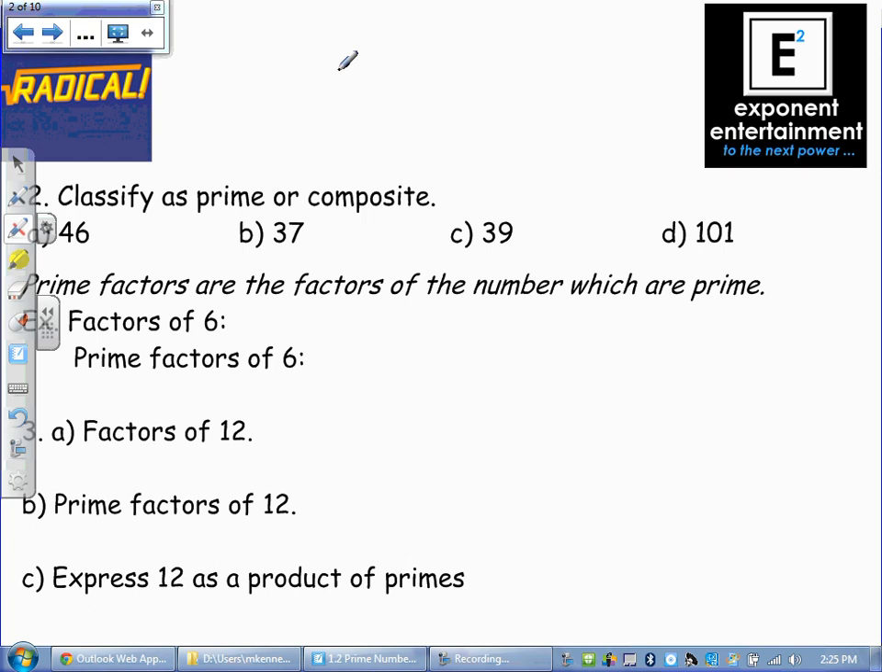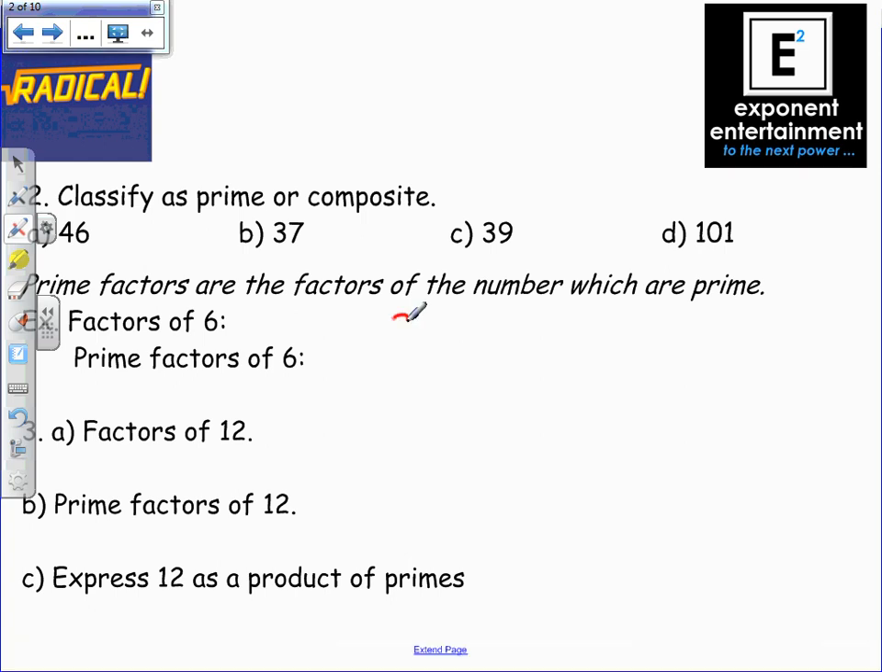The prime factors of 6. So it's the prime numbers that divide into 6. And what are they? 2 and 3. 6 breaks up into 2 times 3. Have you seen the dot before? Dot means multiplication. So 2 dot 3 is 2 times 3. It's a different way of writing it.